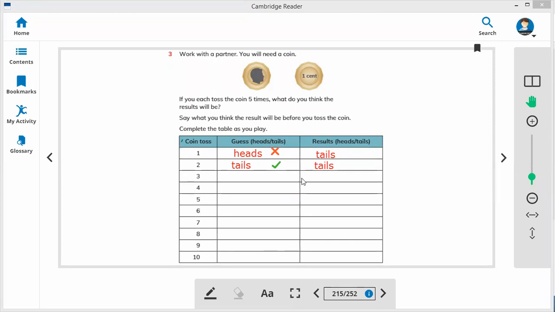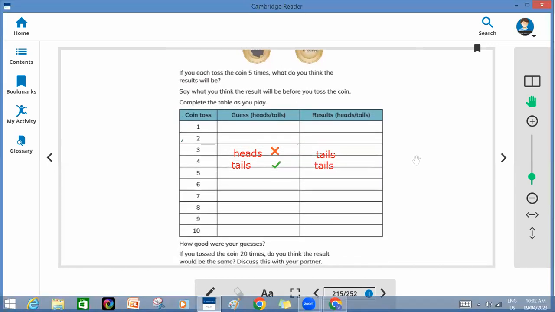You have to play with your siblings. You can choose your partner at home, your brother or sister, or you can choose one of your parents to play this game with you, complete the table, and see whether your guess is correct or not correct. Understand?